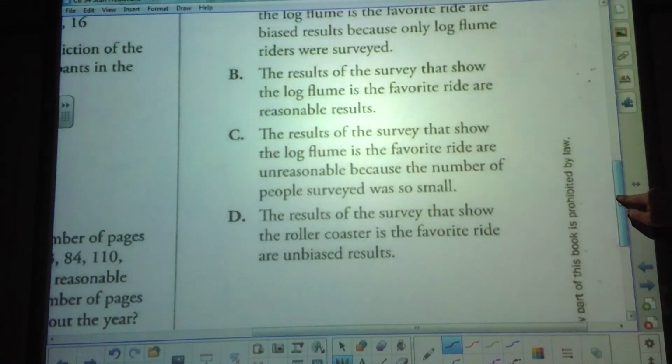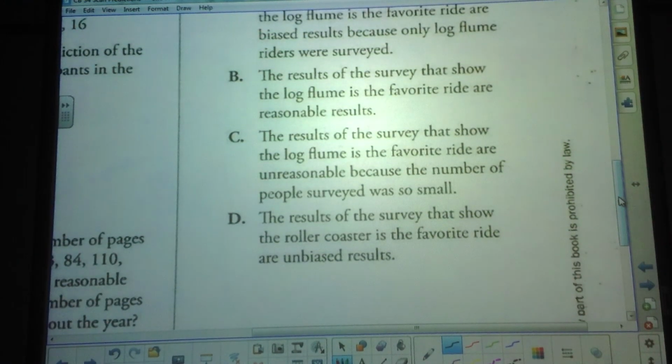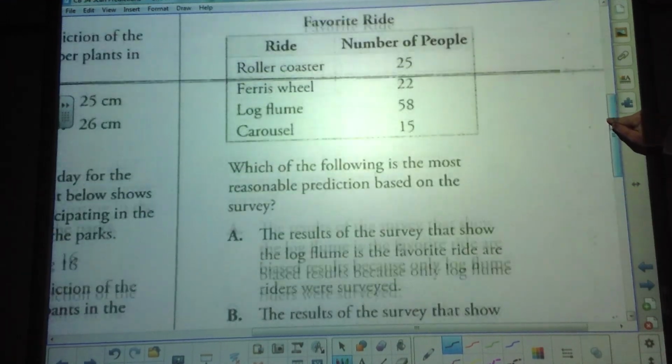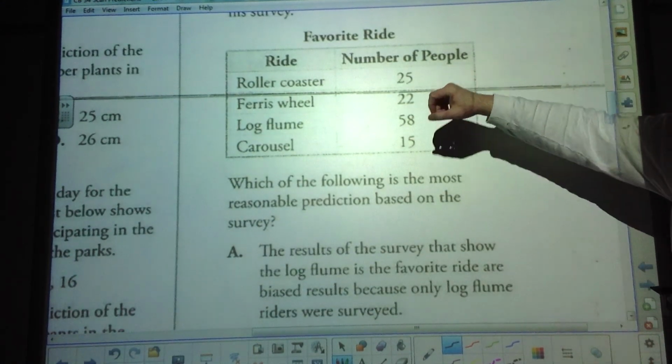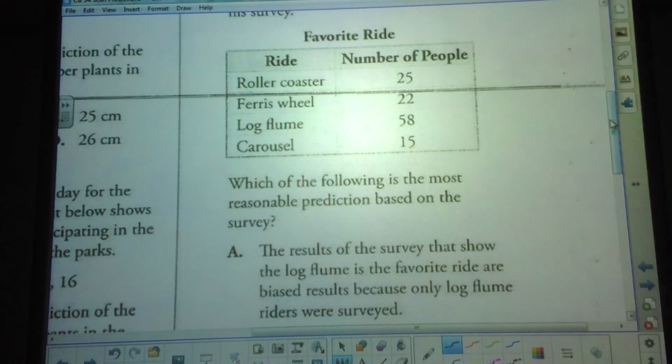B, the results of the survey show that the log flume is the favorite ride are reasonable. I don't think so, again, for the reasons I stated earlier. C, the results of the survey show that the log flume is the favorite ride are unreasonable because the number of people surveyed was too small. I think our survey size is good. So he's right that they're unreasonable, but not because of the reasons they said there, because the survey size, I think, is adequate. If you had asked 5 people, that might be a good answer.